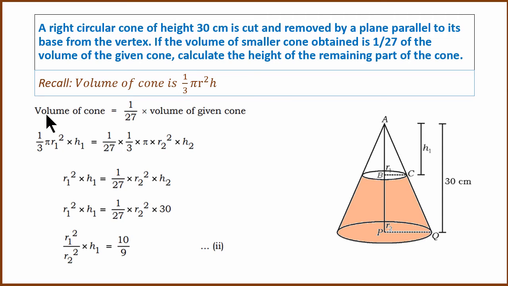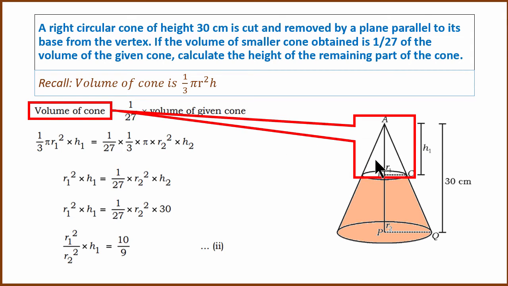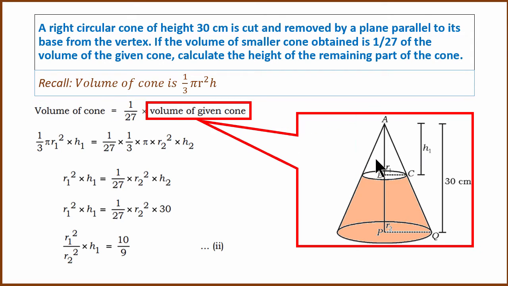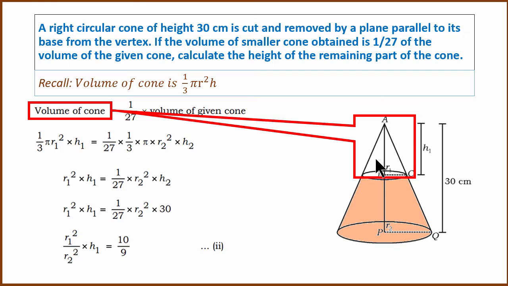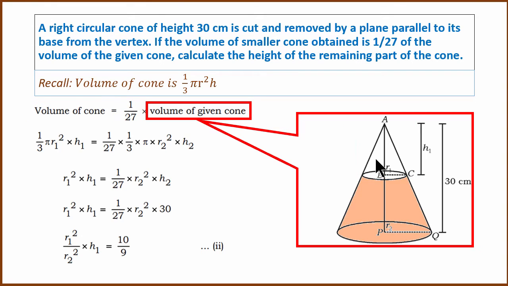Next, we'll use what is given in terms of volume of the cone. So we have been told that the volume of the smaller part is 1 by 27 of the volume of the bigger part. So that's what we have been told. Now what are we going to do? We will use the volume of the cone formula.